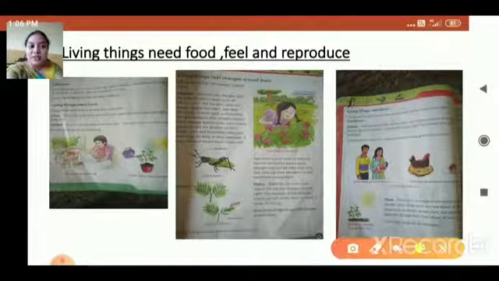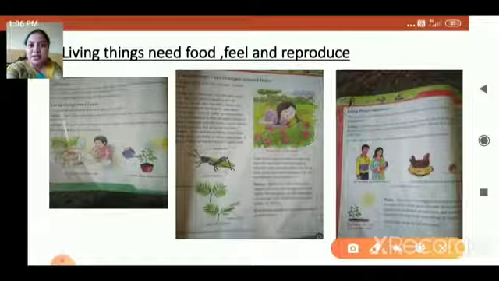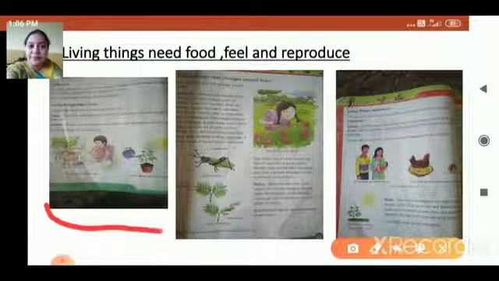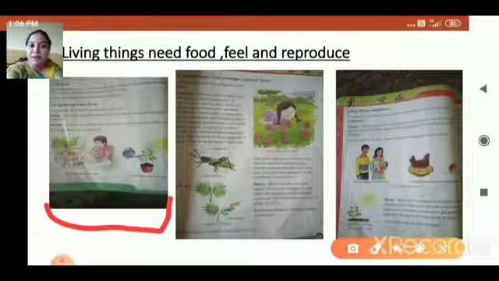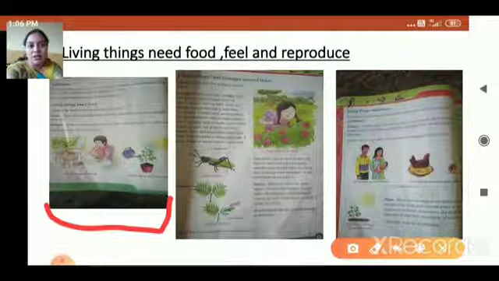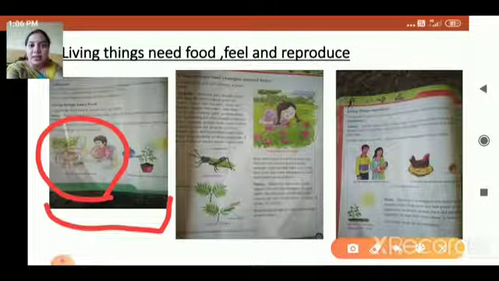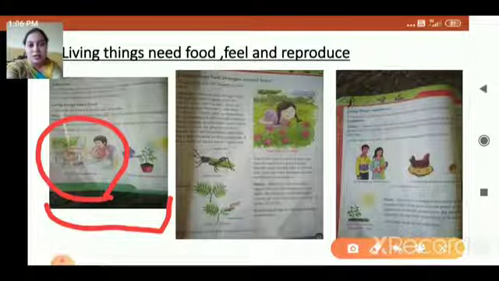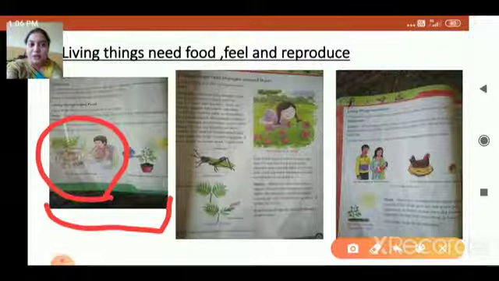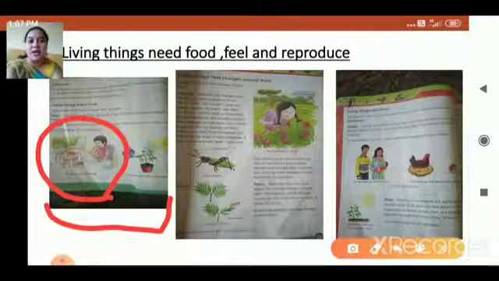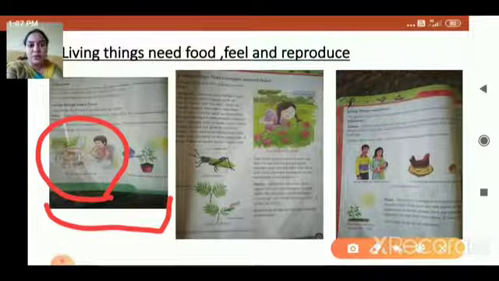See here, you can see in the left hand side first picture, there is a watering plant for its growth. The water is nothing but the food for the living thing, that is the plant, and the boy is having the food, and the boy requires the energy for his or her growth, for his or her movement and its reproduction. So these three main aspects you need to understand for living things, which requires food and for its reproduction and also for its growth.